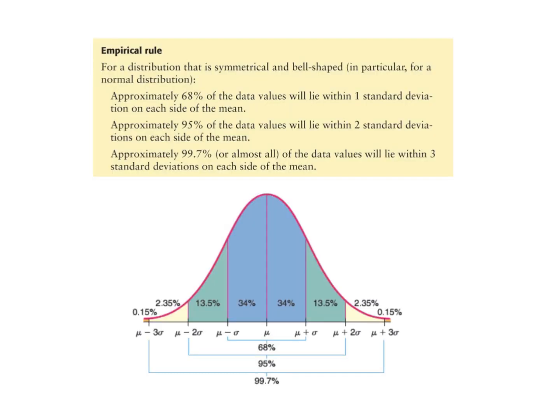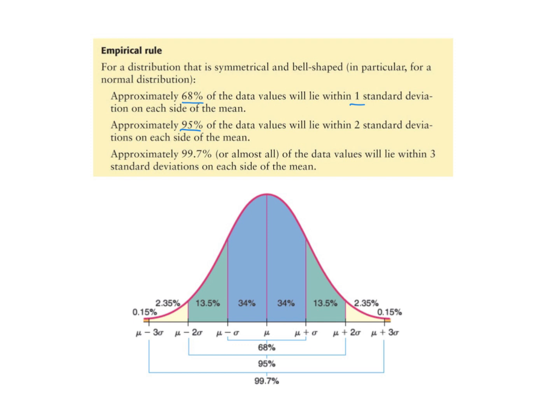Now we're going to talk about the empirical rule. For a distribution that is symmetrical and bell-shaped, in particular for a normal distribution, approximately 68% of the data values will lie within one standard deviation of the mean. You can see down here, 68% is either one standard deviation above the mean or one standard deviation below the mean.